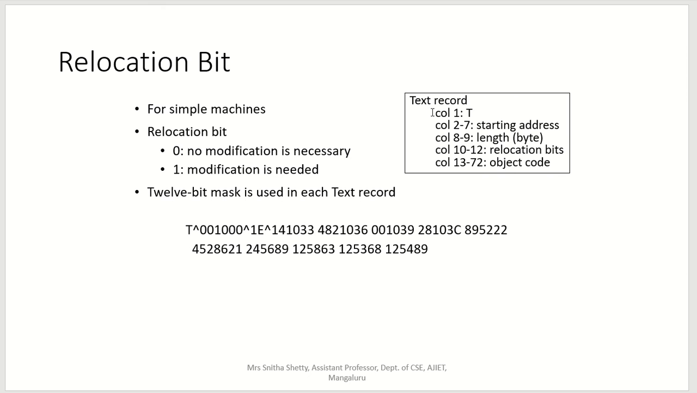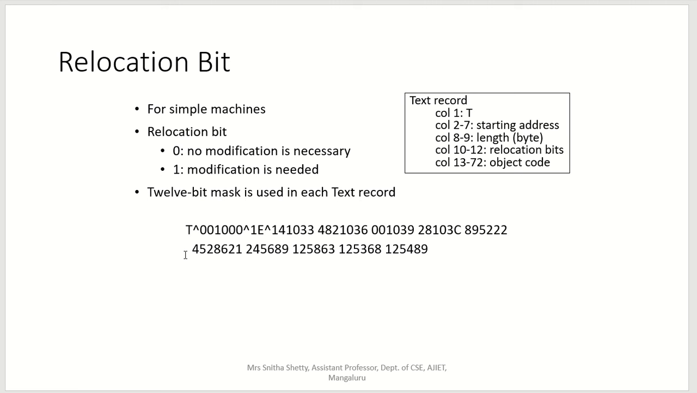In the text record, column 1 is T, columns 2 to 7 are the starting address of that field, and columns 8 to 9 are the length of the object code. You can see an example here. Next is the length of the object code. How many object codes are written here? 1 2 3 4 5 6 7 8 9 10. So it is 30 bytes of object code, each being 3 bytes. The hexadecimal value of 30 is 1E.